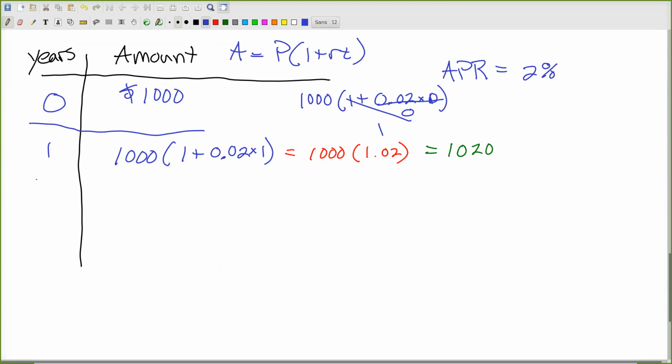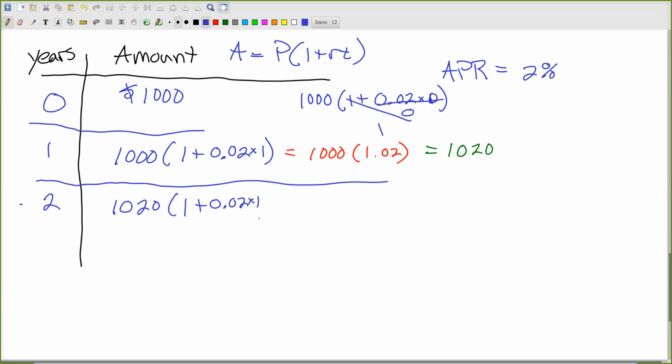And then another year goes by. So another year goes by, so this is the second year. The bank says, hey, you've had $1,020 sitting in the bank for a whole year. So they take that and they multiply it by 1 plus 0.02 times yet another year, right? Now, I am in year 2, but it's been 1 year since they made the last calculation. And that's what this t right here is, how much time has gone by. It's been 1 year. Cleaning that up a little bit, I'm going to get the 1,020 times 1.02, just like before.